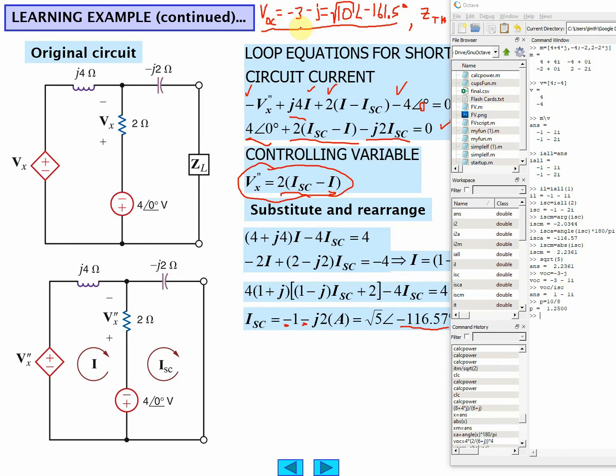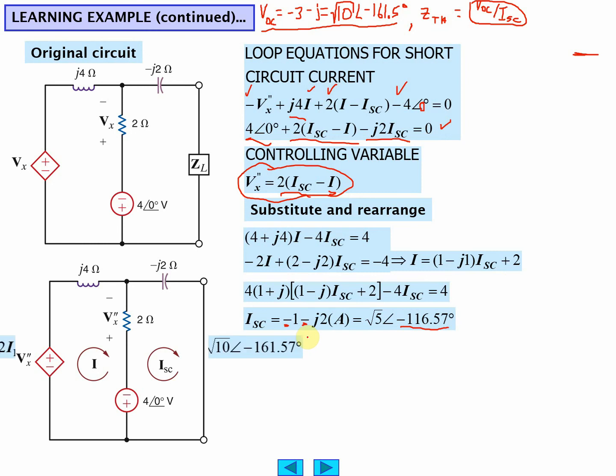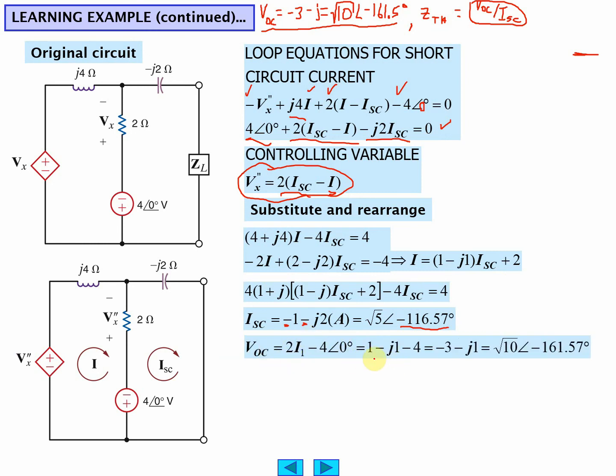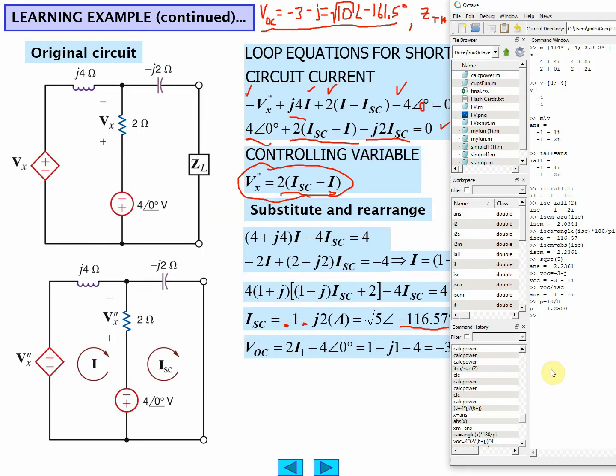VOC, 3 minus j, leaving it in complex number notation, doing the division in Octave, 1 minus j is going to be VOC. And let's go over here. VOC, 1 says minus 3 minus j. Let me go take a look at that. Make sure I got that right. Oh yeah, minus 3 minus j. Octave says the impedance is 1 minus j. Excuse me, the impedance is 1 minus j.